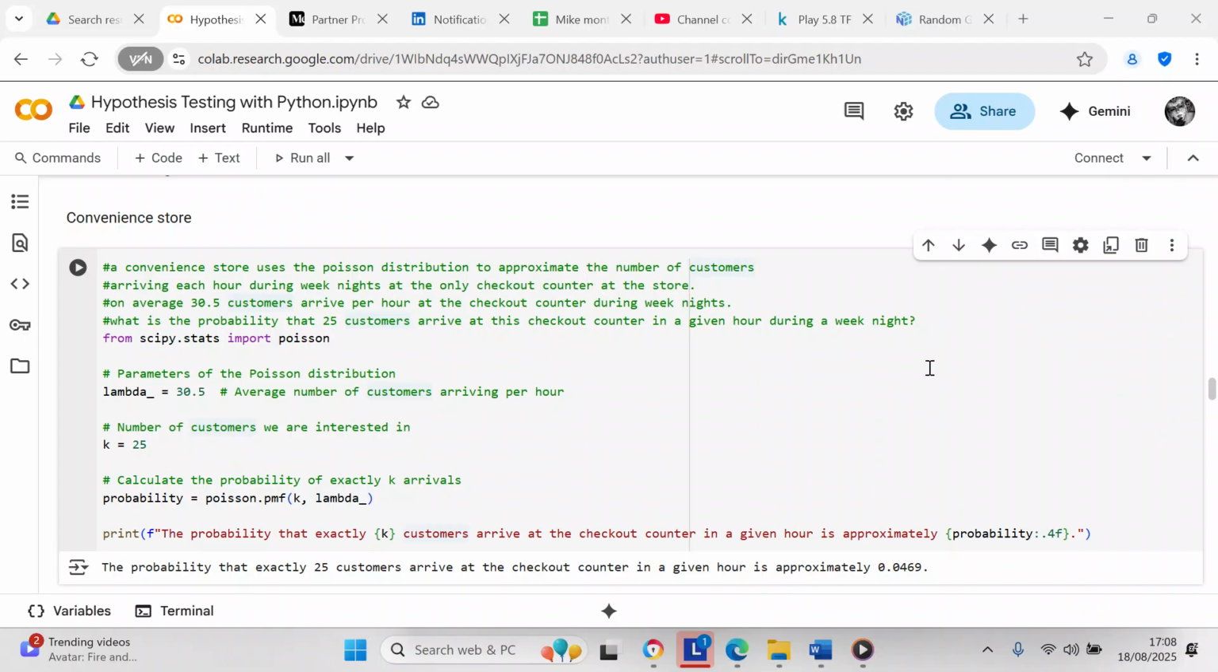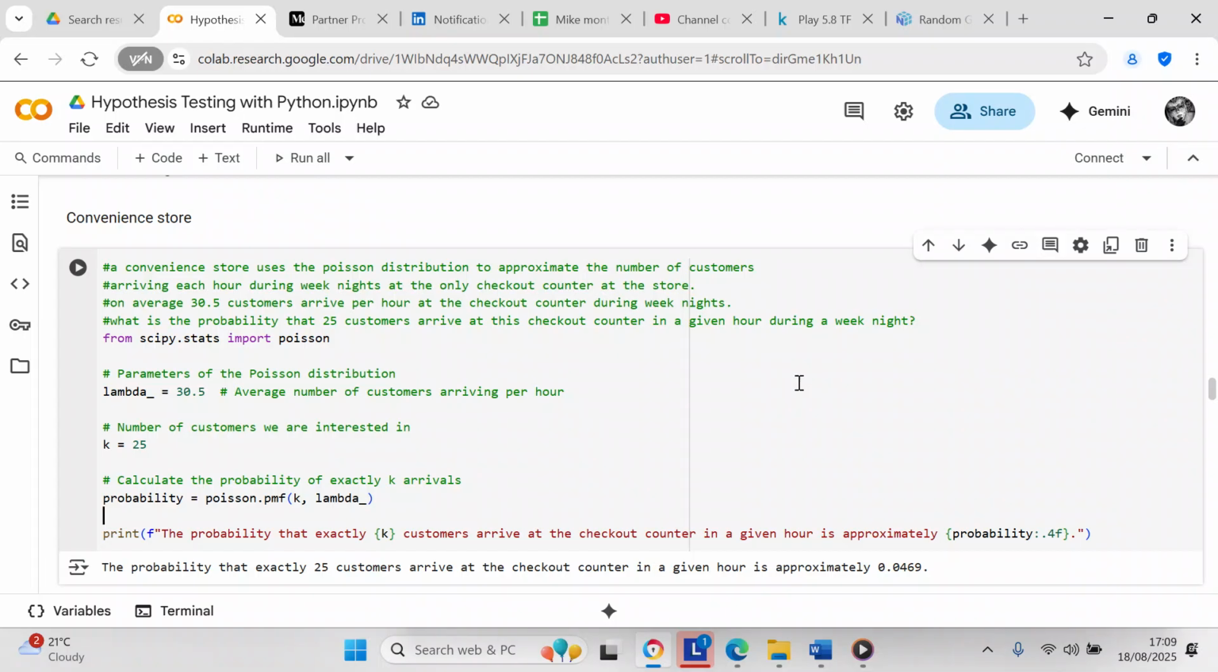Now we're going to set the parameters of the Poisson distribution. So lambda underscore is going to be 30.5, that's the average number of customers arriving per hour. And the number of customers that we are interested in is 25, so k equals 25. We're going to calculate the probability of exactly 25 arrivals. So probability equals Poisson.pmf, and PMF means probability mass function, with k equals 25 and lambda equals 30.5.